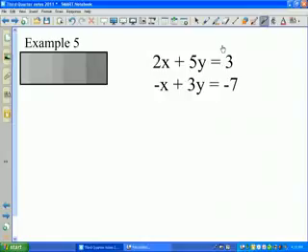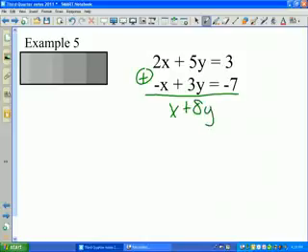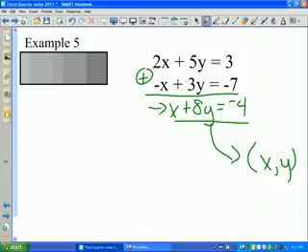I can't just simply add, because if I add this, I'm going to have x plus 8y equals negative 4. How is this going to help me find my point of intersection? How am I going to go from this equation to an ordered pair? Can I do it without doing anything else, just looking at the equation? I can't.